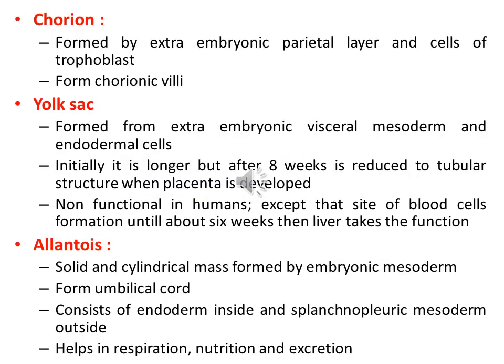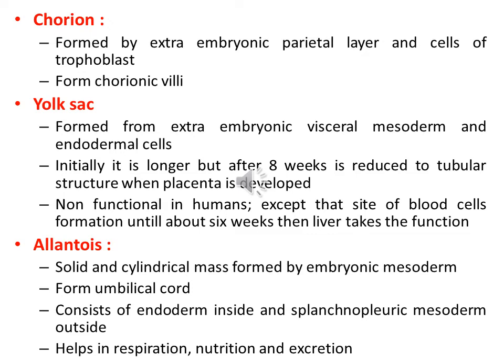Next layer, that is the chorion, the second extra embryonic membrane. It is formed by the extra embryonic parietal layer and cells of the trophoblast. They help in the formation of chorionic villi. So toward the placenta, these chorionic villi are formed. The placenta is partially contributed by maternal tissue and partially by fetal tissue. These chorionic villi are formed by this chorion layer.